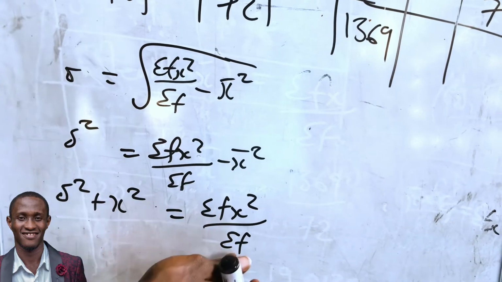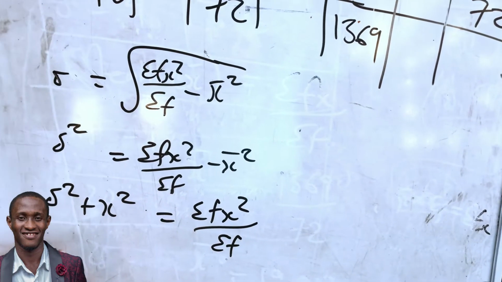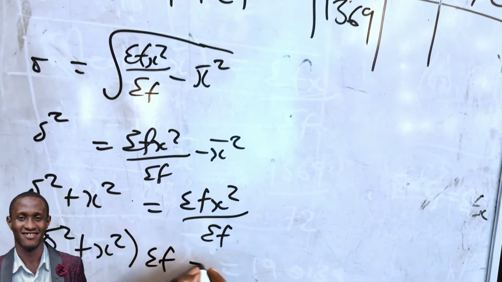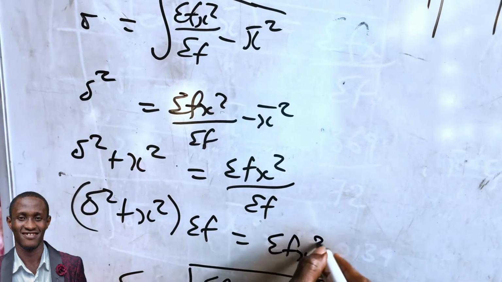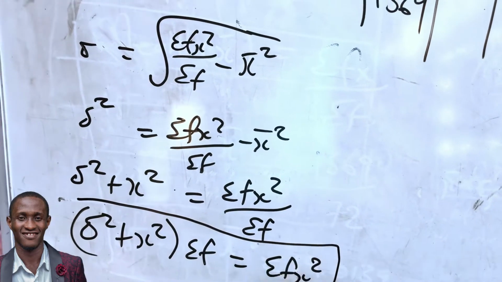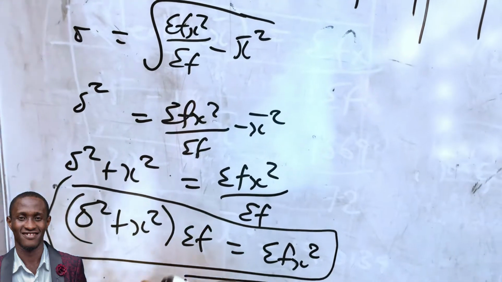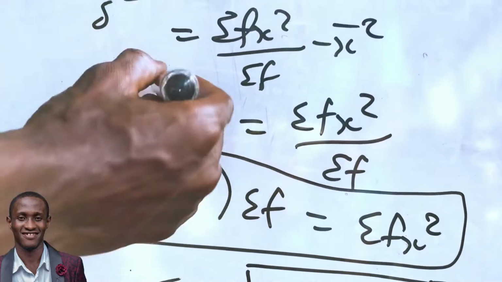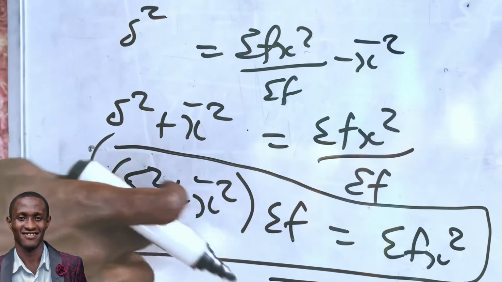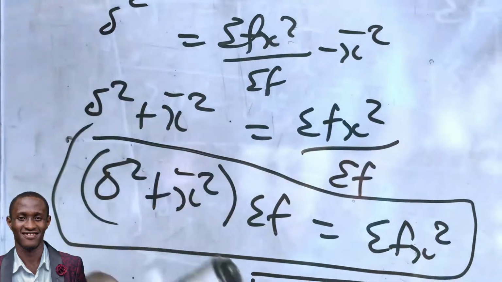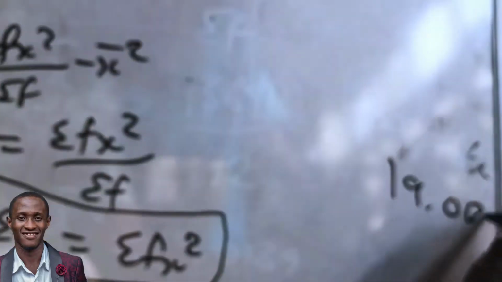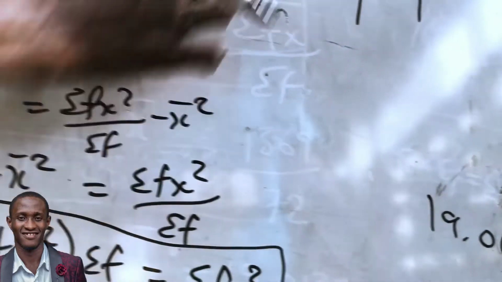So what do I do? I'll multiply through by sigma f. It means that sigma squared plus x bar squared, times sigma f, will give me what? Sigma f of x squared. So this is a trick. So yes, this calculator gives us this. So the values that the calculator gave us for the mean, 19.013, now you square this one, you multiply it by the 72.